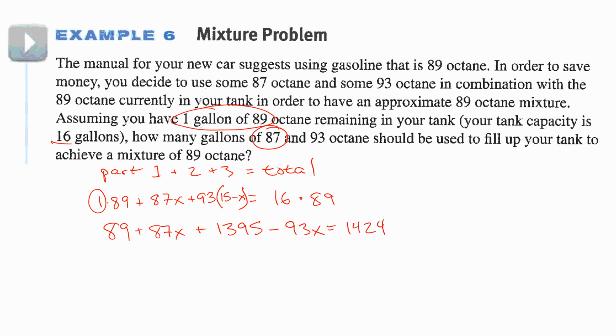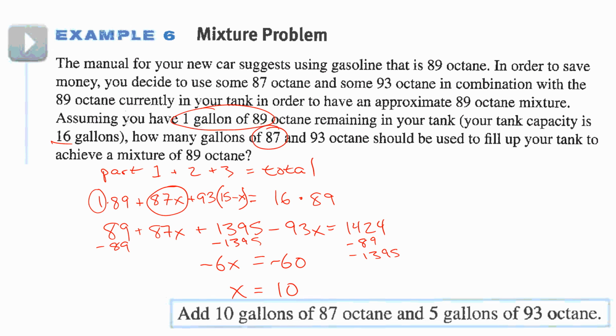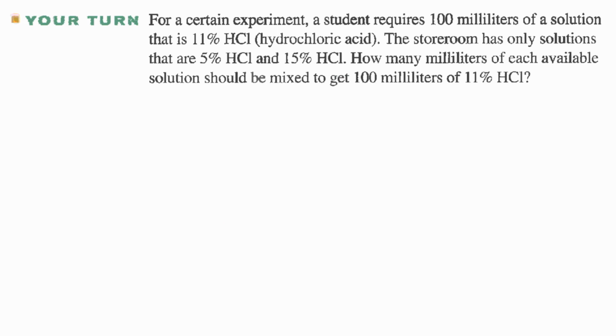So let's combine these together. 87 minus 93 is going to be negative 6x. And then on the other side, if we subtract away the 89 and the 1395 from 1424, we're going to end up with negative 60. That worked out nicely. x will be 10. So put this back into words. We need 10 gallons of 87, which means we must have 5 gallons of 93. Your turn.